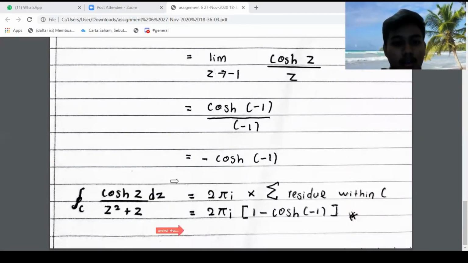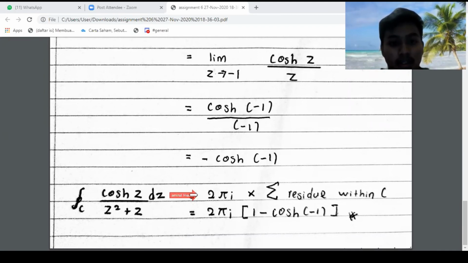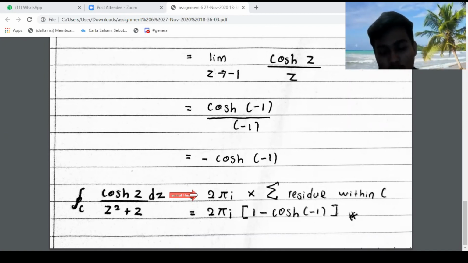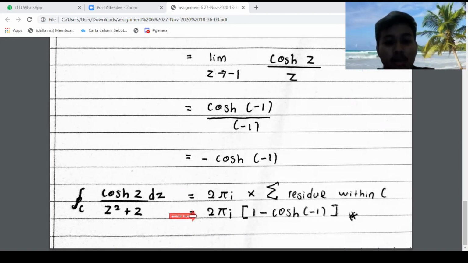And lastly, after we got the residue at z equals 0 and the residue at z equals negative 1, we use the contour integral theorem formula, which is 2 pi i times the summation of residues within C, and we get 2 pi i in bracket 1 minus cos in bracket negative 1. So this is the final answer for this question.